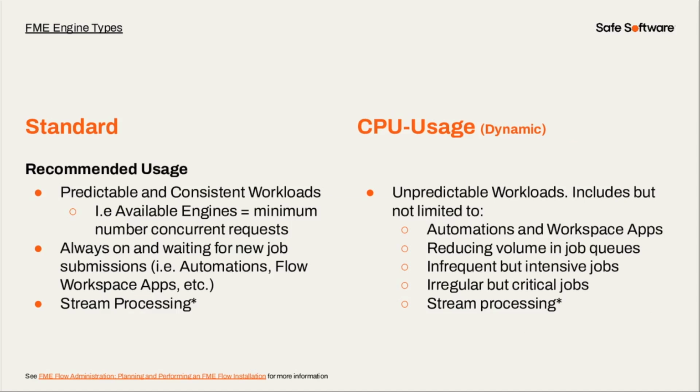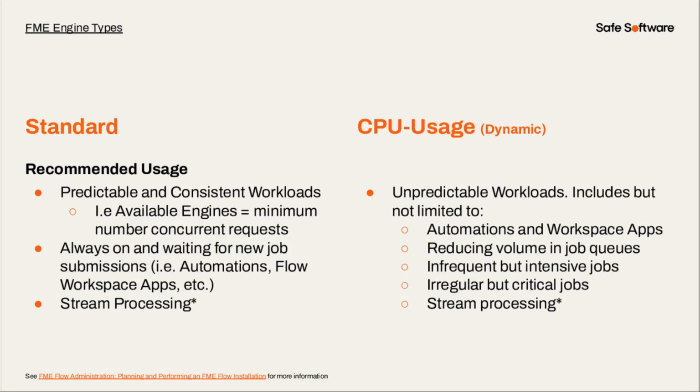So just looking at the differences of them side by side, we do have some recommended usage again. So with a standard engine, this is again the predictable and consistent workload where you know the number of concurrent requests that you have to have for your organization, whether that's 2, 5, 10. This is how many standard engines you would want to deploy and have available on your instance. Because again, these are always on, they're always waiting for new job submissions, whether that is executed from automations, Flow workspace apps, or even things like stream processing. Again, this is an engine that's always on and is dedicated to that one process if you're using it for stream processing.